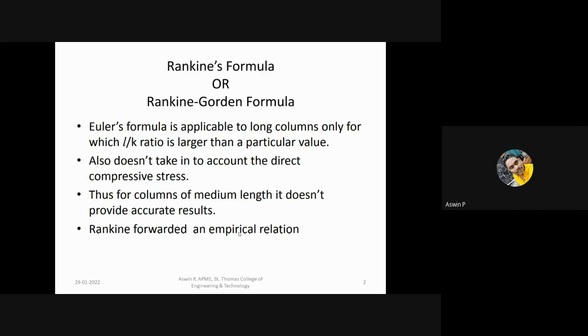Next point. Euler's formula doesn't take the direct compressive stress into account.